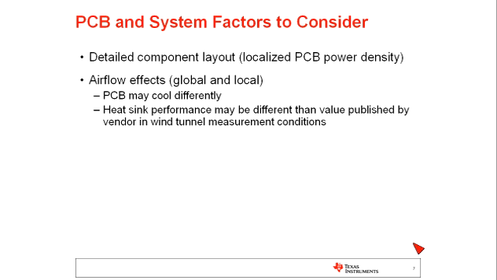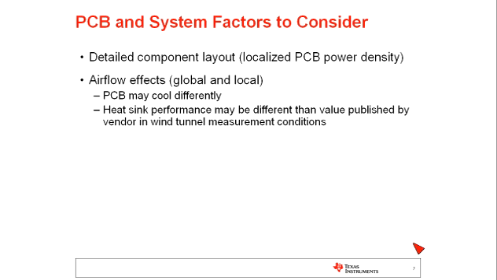Secondly, looking at airflow effects. So this is both globally, the entire system, and locally around the parts. And this is not just referring to situations where we have a fan, because many systems don't have the luxury of having a fan for cost reasons or for system size reasons, but also the effects of natural convection within the enclosure. The PCB may cool differently in different locations, and so oftentimes looking at how the air moves in different locations can help. And particularly with heat sinks, heat sink vendors publish values, and those are very helpful as a starting point, as references.